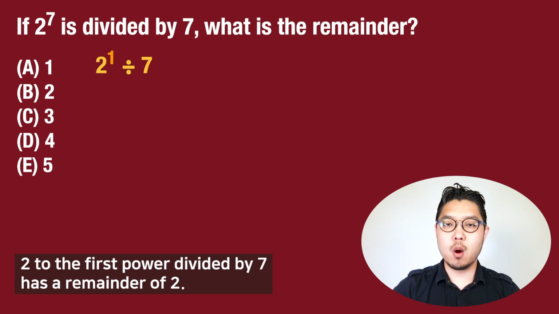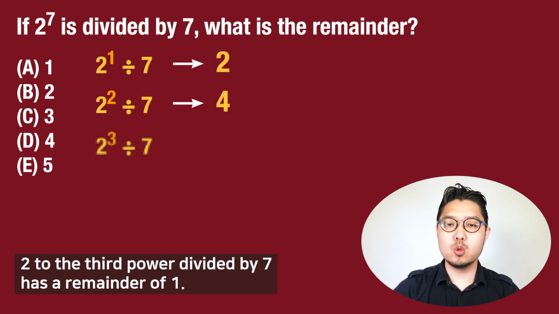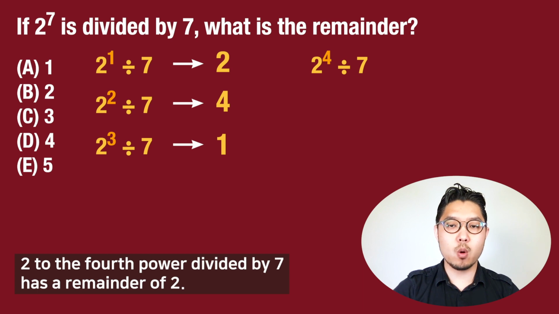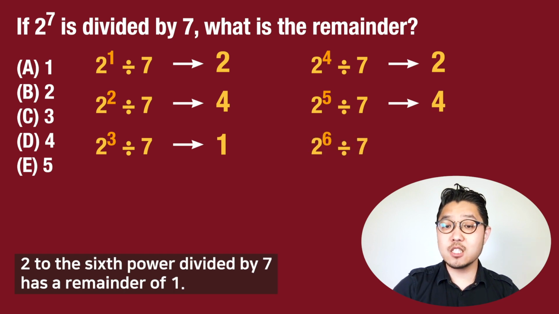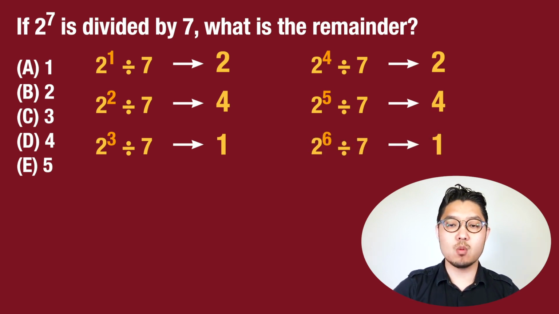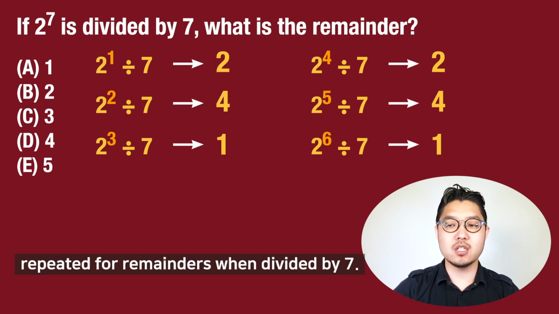2 to the first power divided by 7 has a remainder of 2. 2 to the second power divided by 7 has a remainder of 4. 2 to the third power divided by 7 has a remainder of 1. 2 to the fourth power divided by 7 has a remainder of 2. 2 to the fifth power divided by 7 has a remainder of 4. 2 to the sixth power divided by 7 has a remainder of 1, and so on. So you can see that we have a cyclic pattern of 2, 4, 1 repeated for remainders when divided by 7.